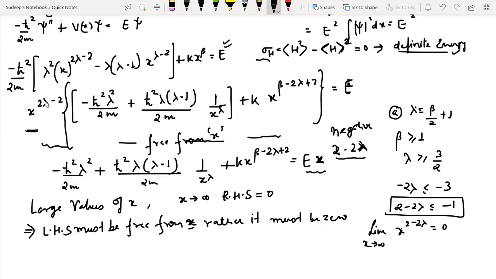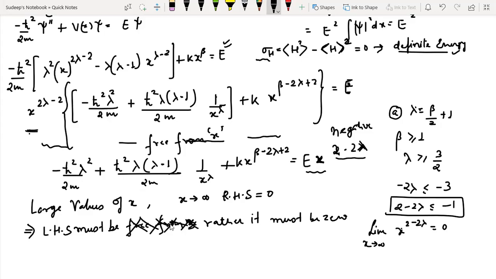See, it will be free from x only if this becomes 0 and this becomes 0 simultaneously. If this becomes 0, then lambda should be equal to 1. And if this becomes 0, then lambda should be greater than or equal to 3/2. So this will be a little bit difficult to judge from here. Therefore, I have just taken this on the right hand side. So I should not write free from x, it must rather be 0. That would be working.